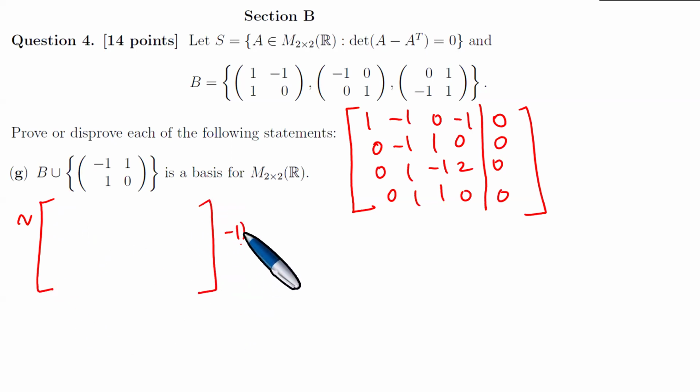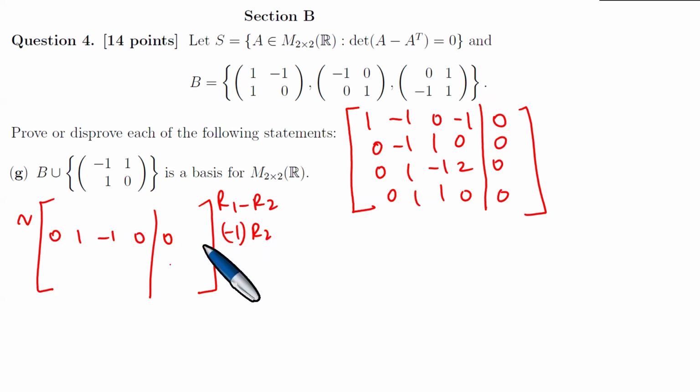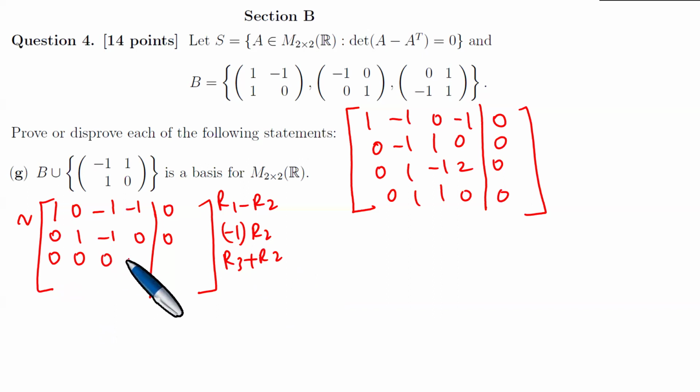Change. Right, so we have minus 1 times row 2. Okay, 0, 0. Then we have row 1 minus row 2. Okay, want to just reduce this one to reduced row echelon form, please. Right, so this is 1, 0, minus 1, minus 1, 0. And then this is row 3 plus row 2, which is 0, 0, 0, 2, 0.